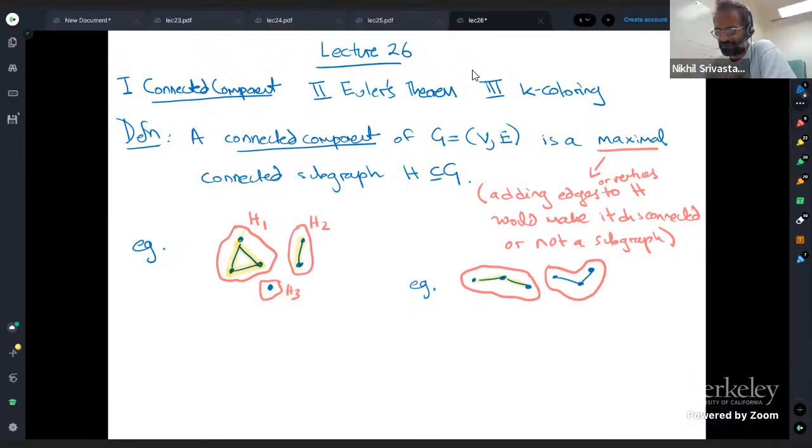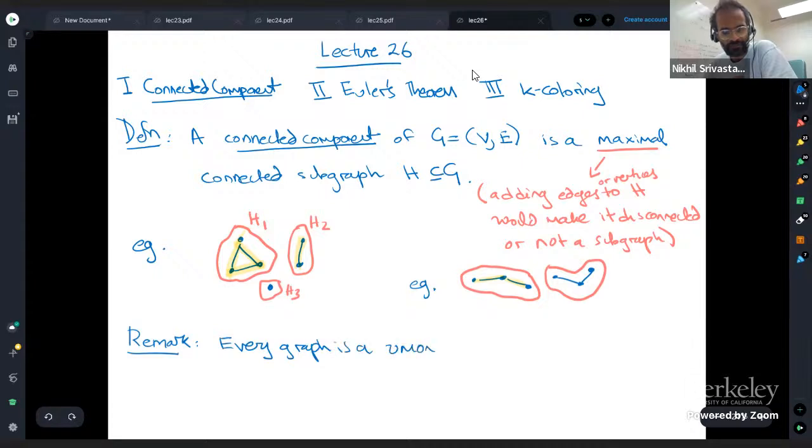And so there's a general remark, which we won't prove, but it's easy to prove. Every graph is a union of its connected components.